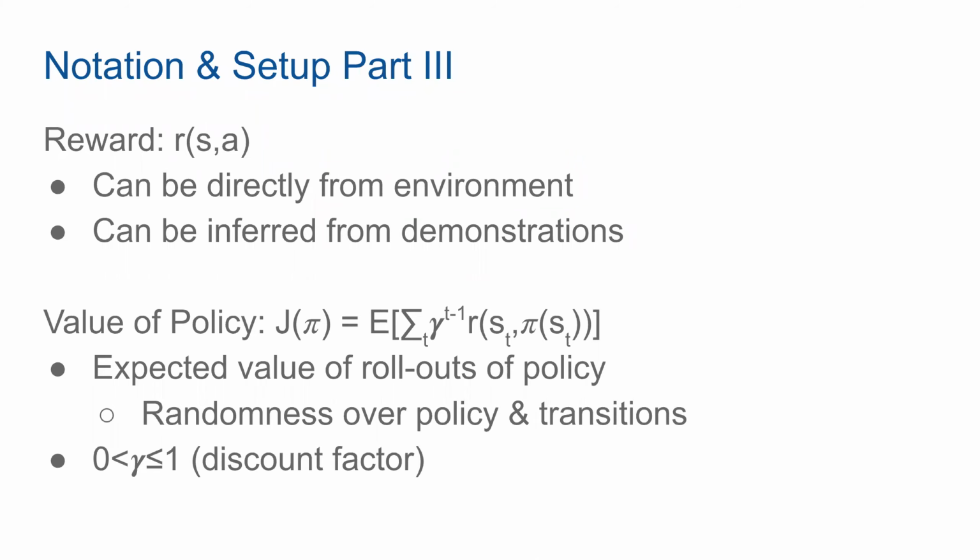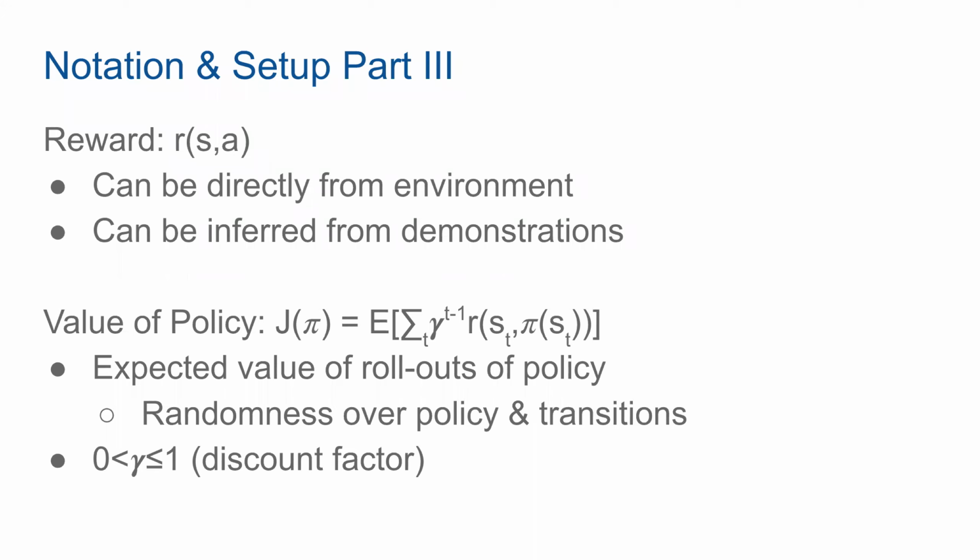And then the final thing is the value of a policy. It's basically saying, what is the expected value of the rollouts of a policy? Oftentimes in reinforcement learning, there's a discount factor. That's what gamma is. It's a number that's strictly greater than 0. Actually, I should rephrase. It's between 0 and 1. It's not necessarily strictly greater than 0. It can be 0.